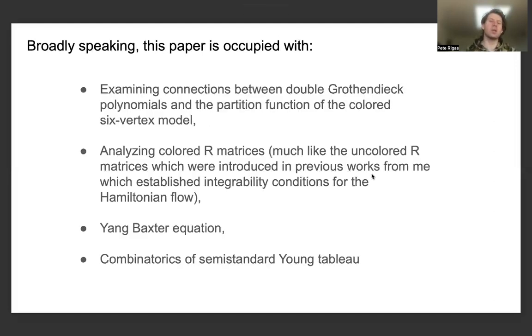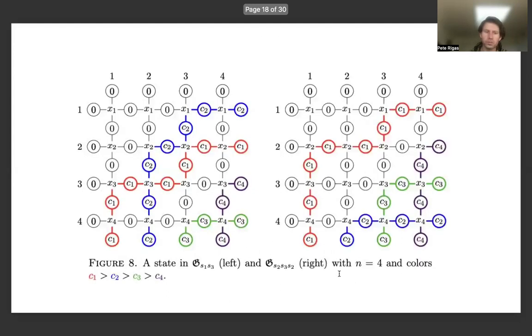And so broadly speaking, this paper is occupied with examining connections between the double Grothendieck polynomials and the partition function of the colored six-vertex model, like we have been mentioning. And they're also interested in analyzing colored R matrices, much like the uncolored R matrices, which were introduced in the previous works for establishing integrability conditions of the Hamiltonian flow. And it's also relating to statements of the Yang-Baxter equation, and finally combinatorics of the semi-standard Young tableau.